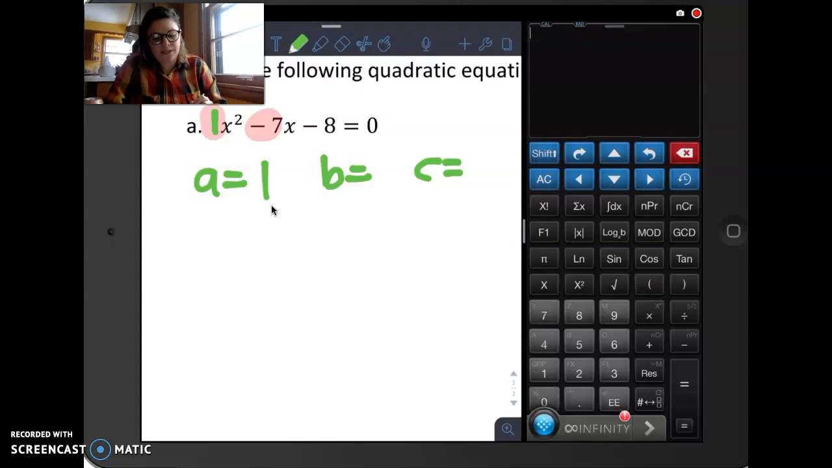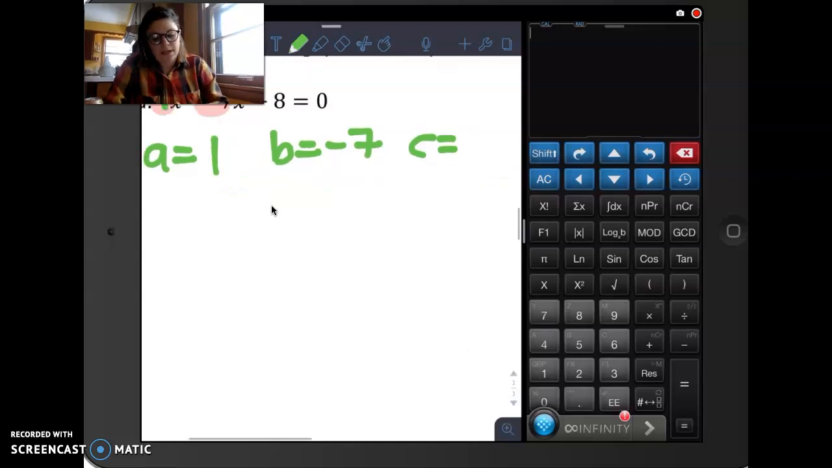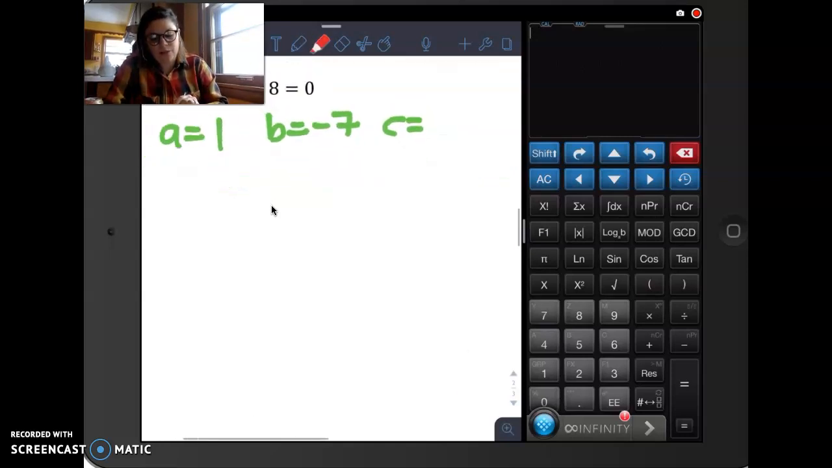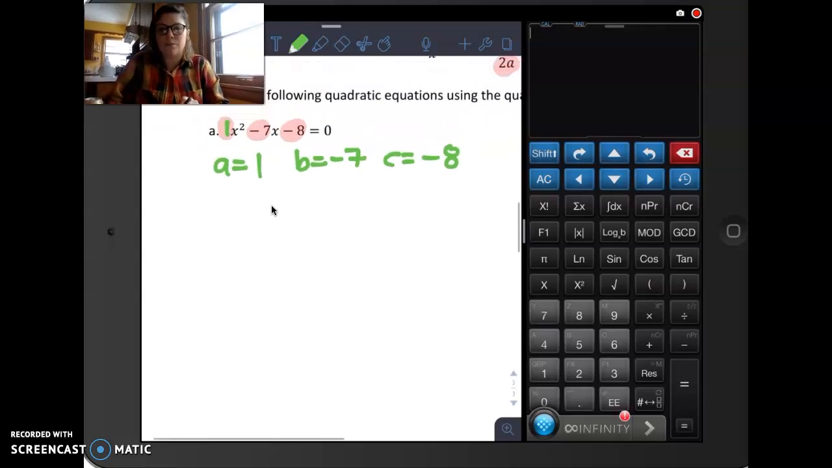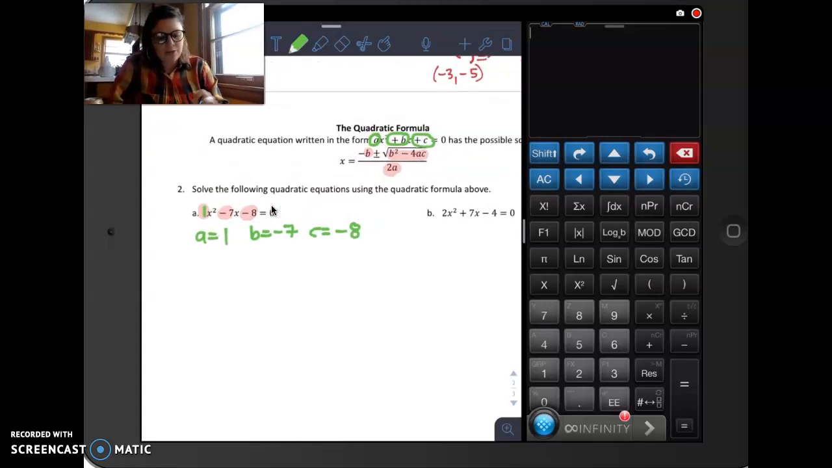Looking here, we can see that the B value is -7. And looking right here, we can see that the C value is -8. Don't forget to grab those negatives with the numbers. You always need to have the negative with the number there. All right, and now we just need to plug it into the formula.